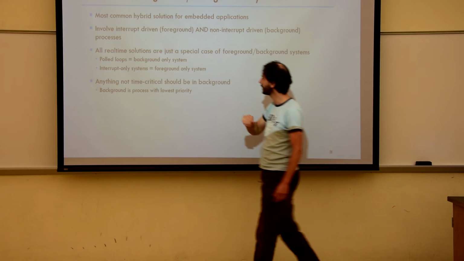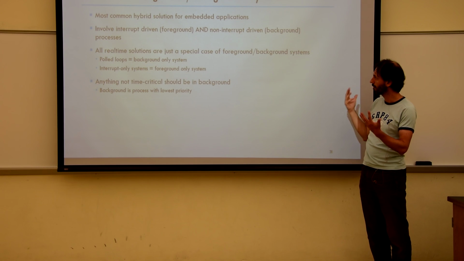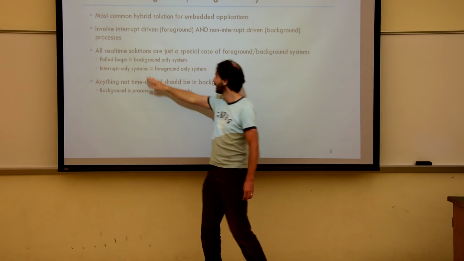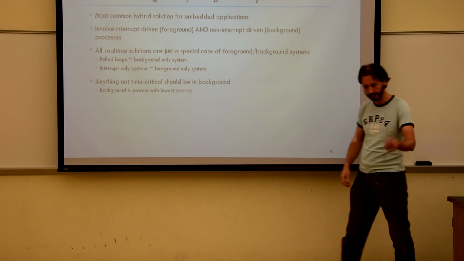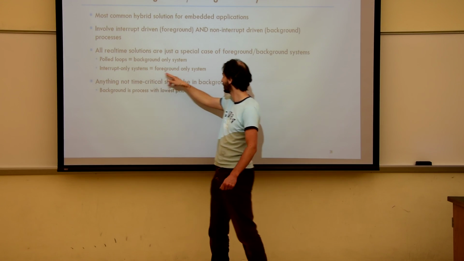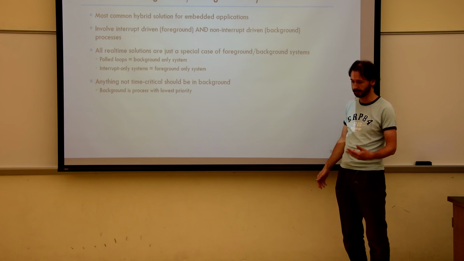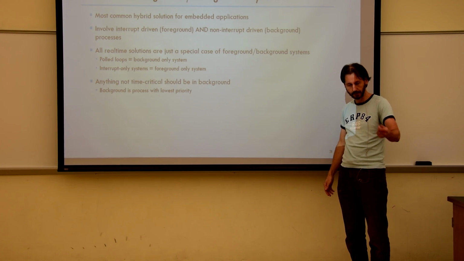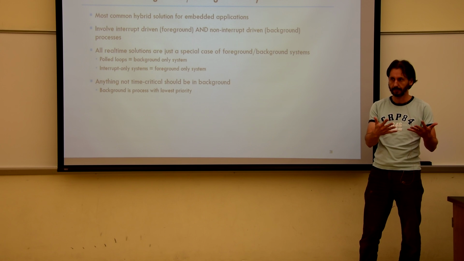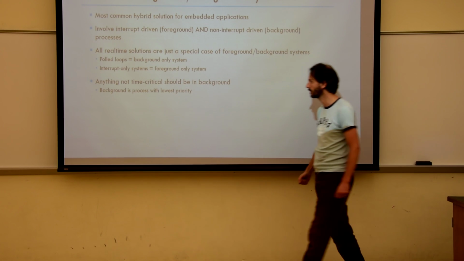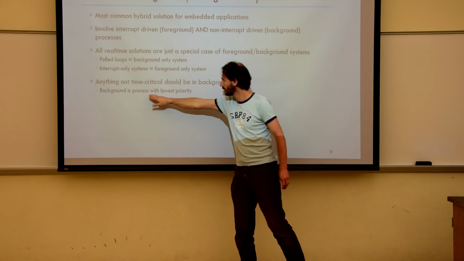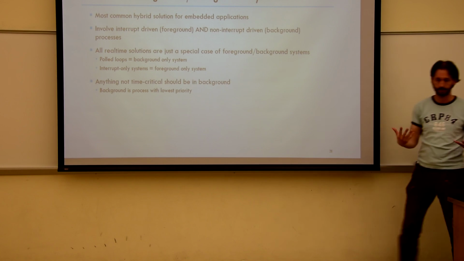So all real-time solutions are just a special case of foreground-background systems. And you will have combinations. So the polling loop is a background-only system in a way. You're polling the flag, you check for that condition. Interrupt-only systems are what we call foreground-only systems. So the interrupts trigger the interrupt service routine, or in your own software you have a certain way of implementing your own interrupts, and that triggers the task that you want to execute. Anything not time critical should be in the background, and the background is the process with the lowest priority. So that's the design principle.